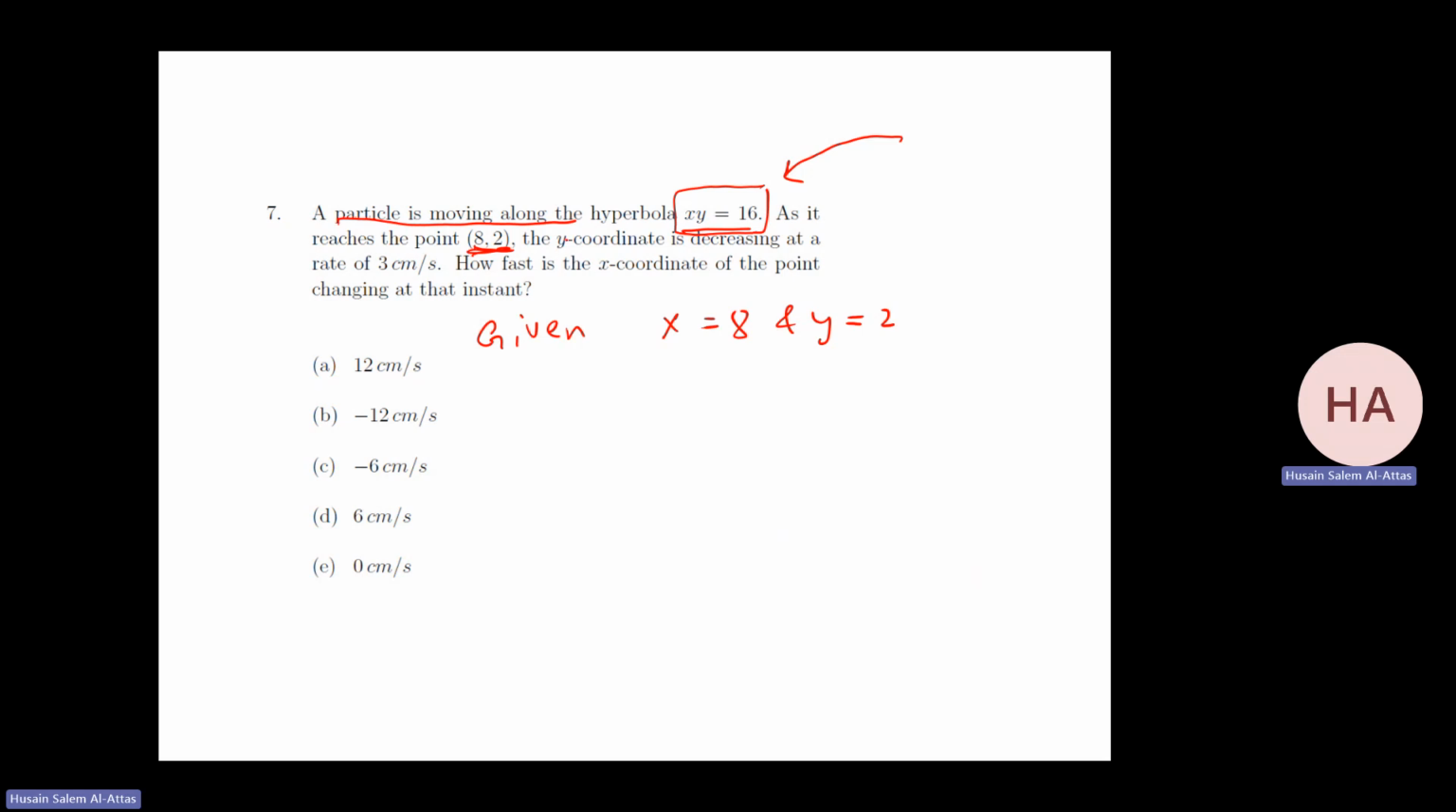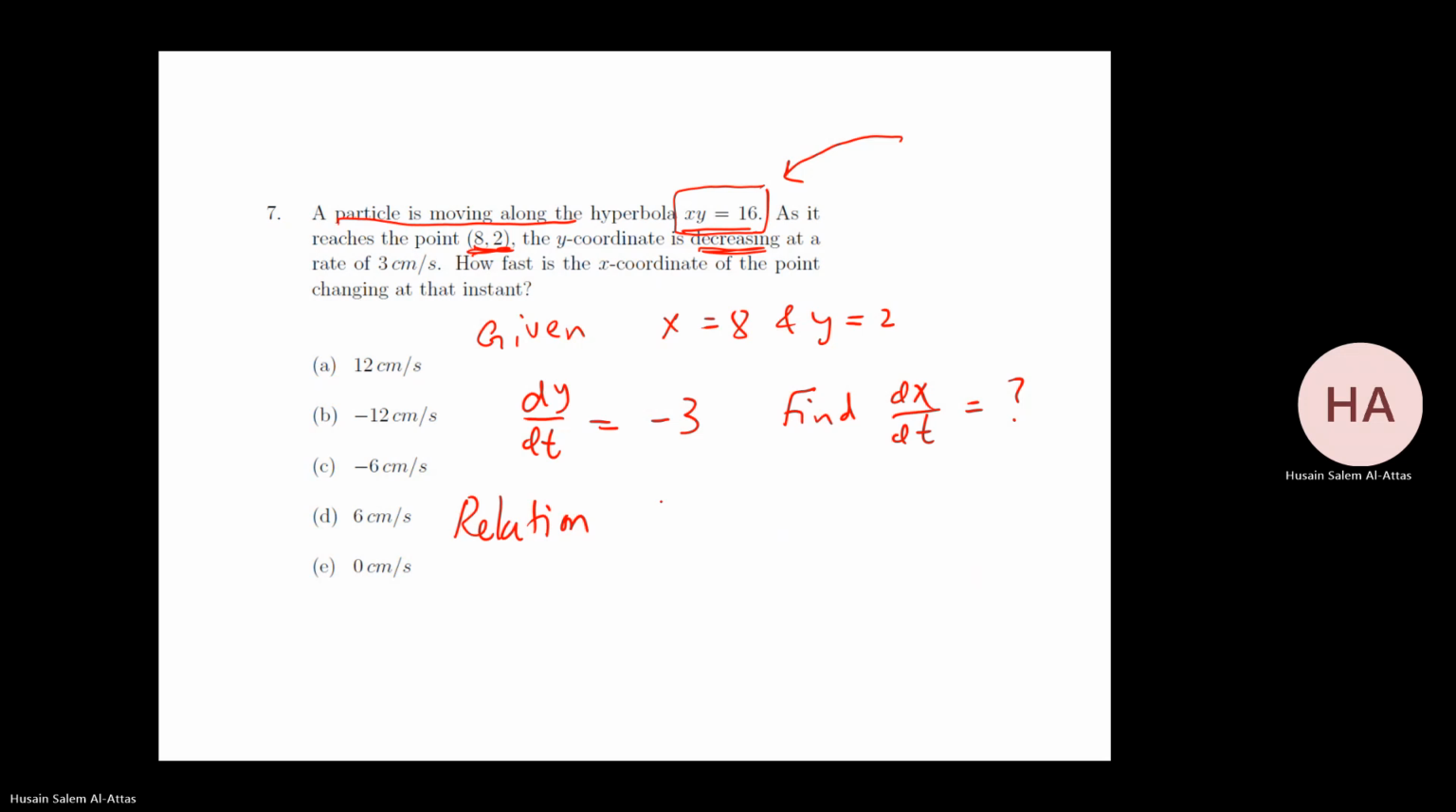He said the y coordinate is decreasing at this rate. When he said decreasing, it means dy by dt is a negative value, -3. How fast is the x coordinate changing? So the question is find dx over dt equal what? And we have the relation. What we will do, we differentiate and then substitute. That's it. You can make it y equal, or you can do the differentiation right away.